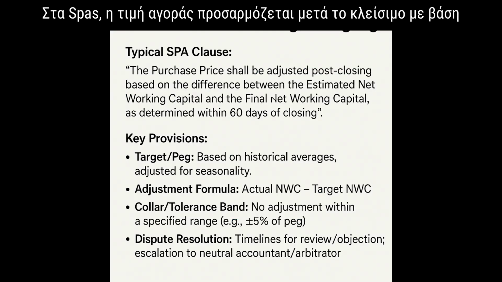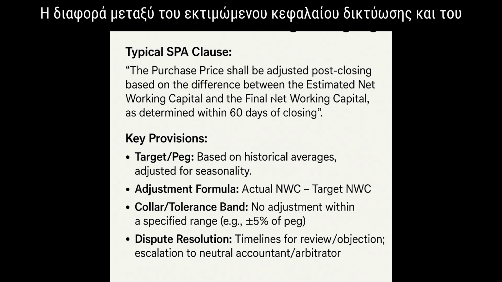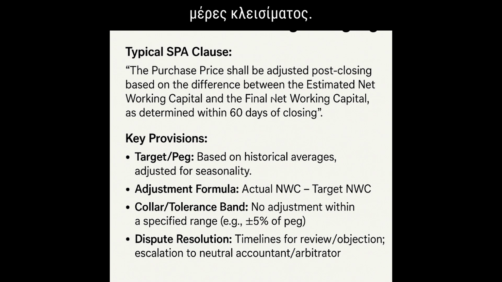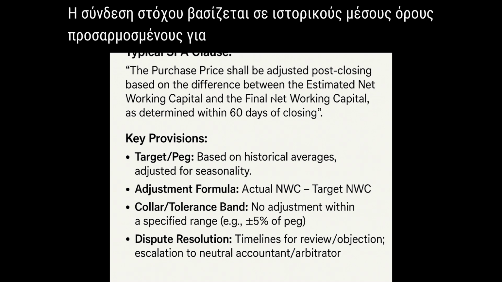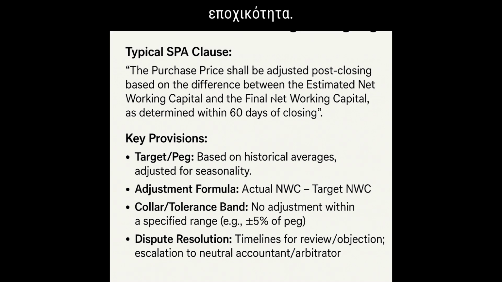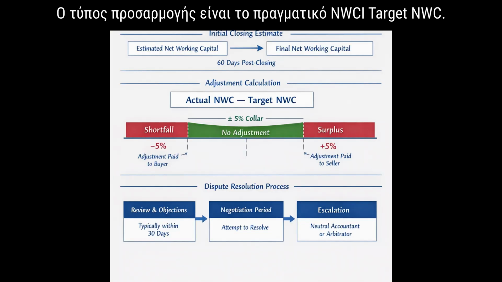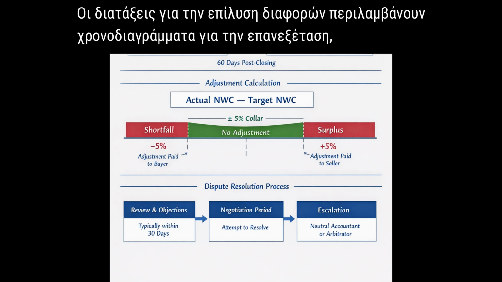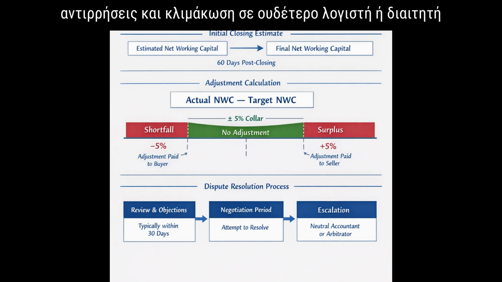In SPAs, the purchase price is adjusted post-closing based on the difference between the estimated net working capital and the final net working capital, typically determined within 60 days of closing. The target peg is based on historical averages adjusted for seasonality. The adjustment formula is actual NWC minus target NWC, with no adjustment within a specified collar, e.g. 5% of the peg. Dispute resolution provisions include timelines for review, objections, and escalation to a neutral accountant or arbitrator to resolve disagreements.